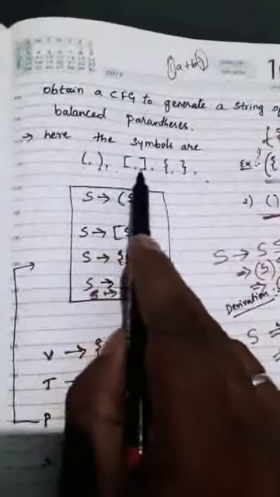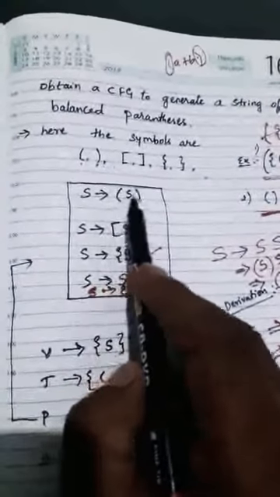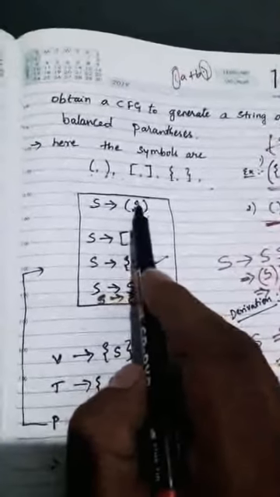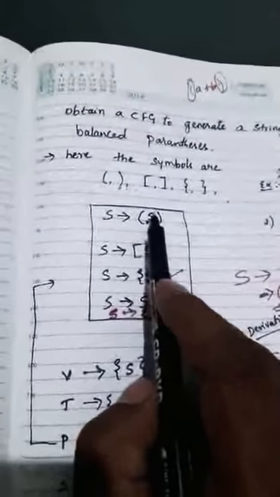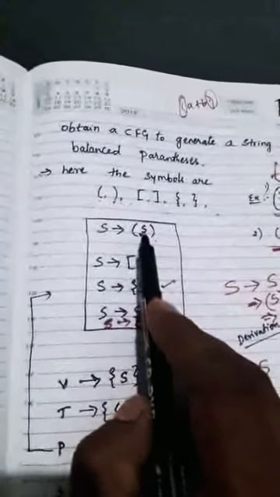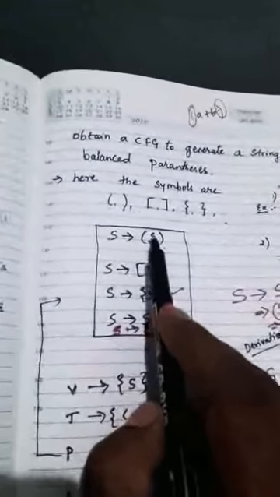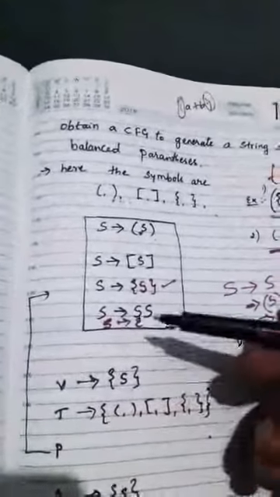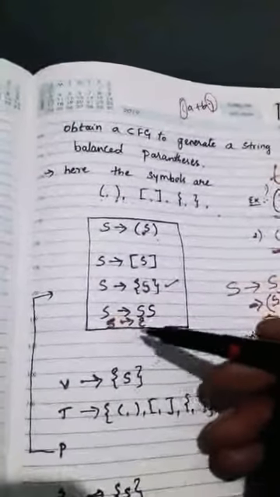So the concept is very simple. Whatever brackets you have selected, in every production you have to use that bracket with an S in it, where S is a variable which is used for repetition for getting different combinations of brackets, and finally we end with an epsilon where you need to stop it.